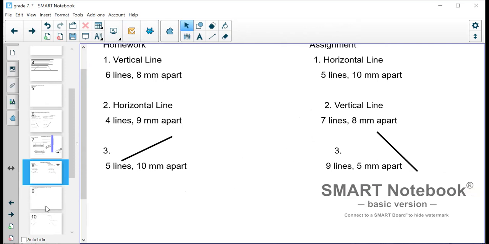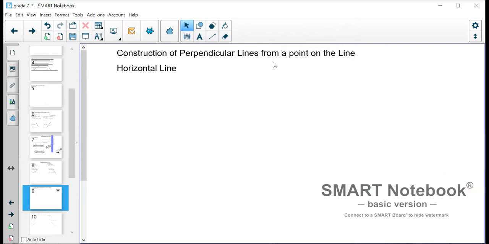All right, good. Moving on to the next construction of perpendicular lines. Now we know that perpendicular lines are 90 degrees to each other, right?